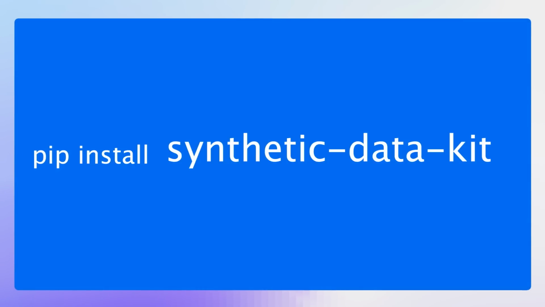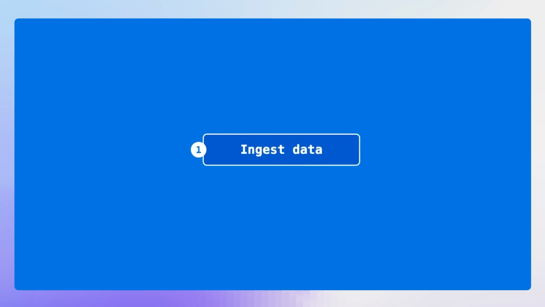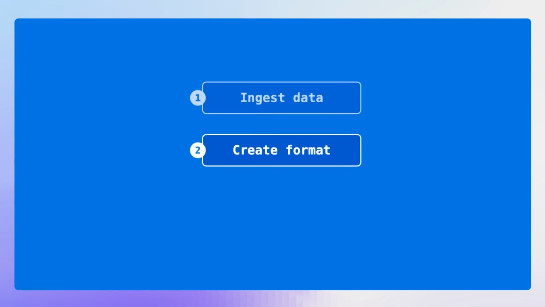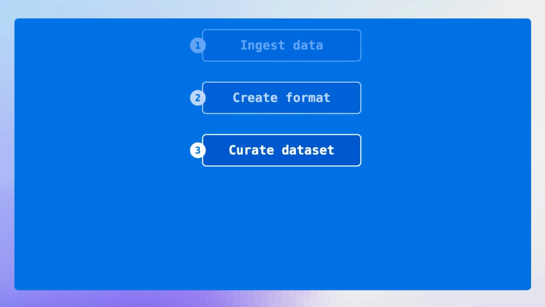Now let's take a look at the demo and see the tool in action. Here's your first look at Synthetic Data Kit. It follows 4 simple steps where you can ingest your data, create the format you care about, curate your dataset with Llama as a judge, and then save it to a format with which you can fine-tune.